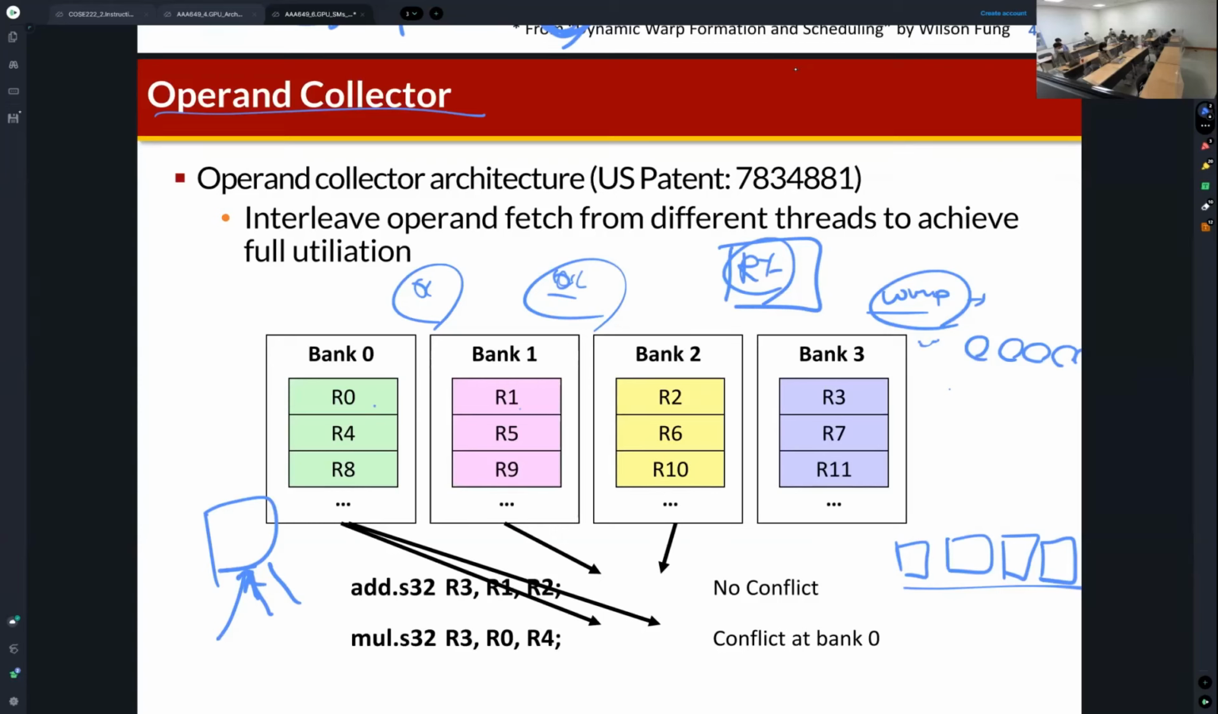But as I mentioned, the GPU register file is composed of multiple banks, and the registers are assigned to these multiple banks efficiently. For example, in this example, this instruction does not encounter a bank conflict, but this instruction encounters a bank conflict.